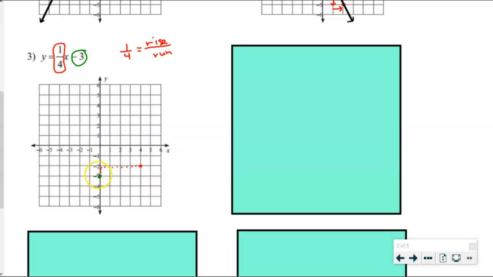Back to you, Caden S. Work backwards, which means instead of up, I'm going to go down. And instead of right, I'm going to go left. That gives me 3 points to make sure that my line is nice and neat, as precise as it can be. We're extending it all the way to the edges and finishing it up with arrows.